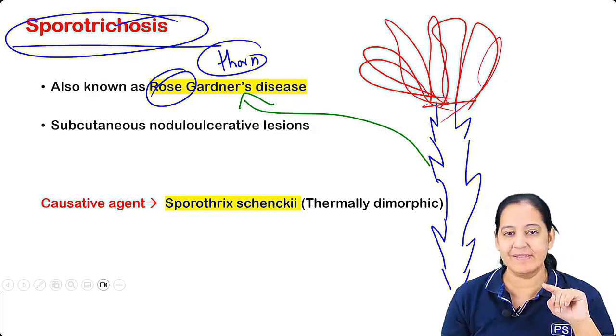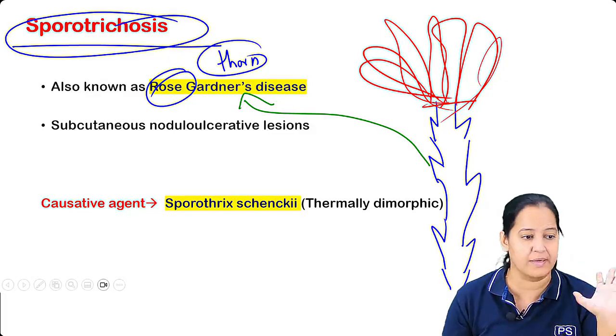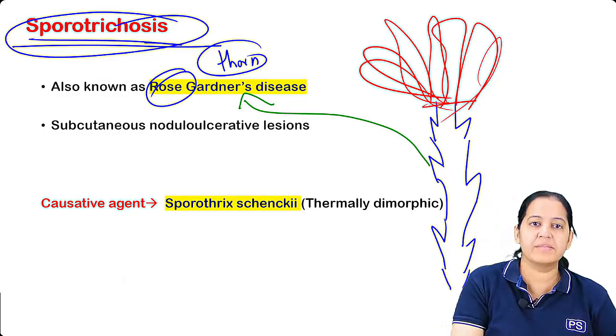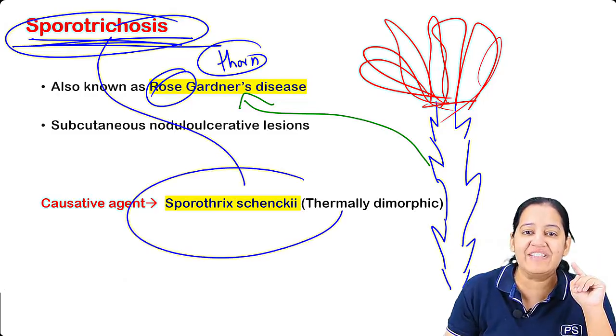So it occurs in rose gardeners especially. It can occur in gardeners specifically, rose gardeners. So rose thorn prick, you can write down if it is not written. Sporotrichosis is the name of the disease. Who is the causative agent? It is Sporothrix schenckii.